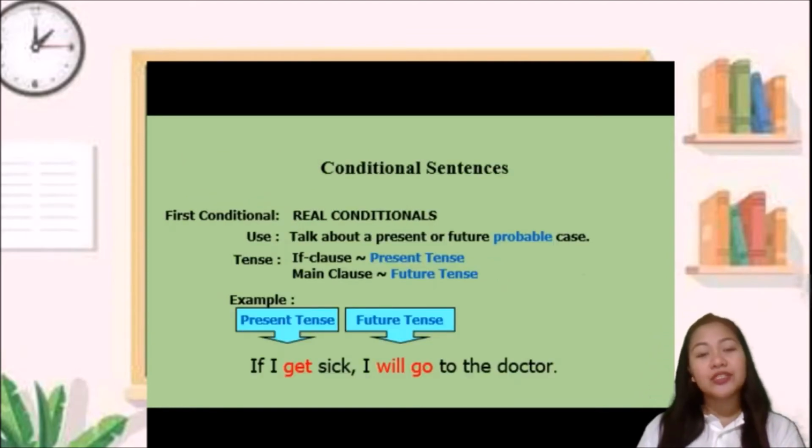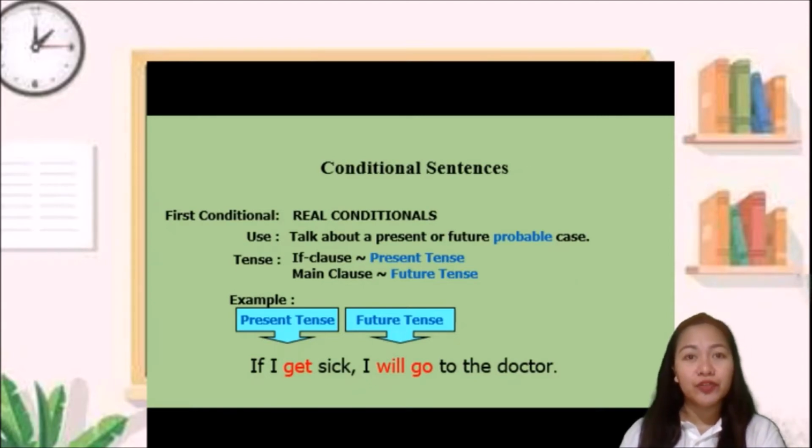Let us then have the first conditional. Here, we talk about a present or future probable case. In short, a possible and likely future outcome. First conditional is also known as the real conditional. Example: if I get sick, I will go to the doctor. In this sentence, there is a big possibility that in the future, I'll get sick. And if that occurs, I will probably go to the doctor.